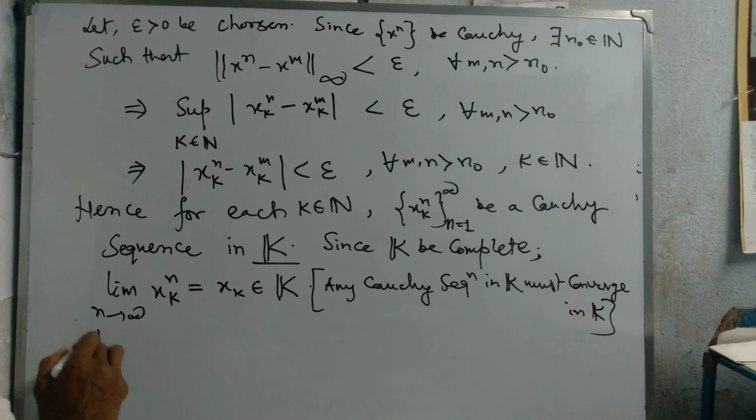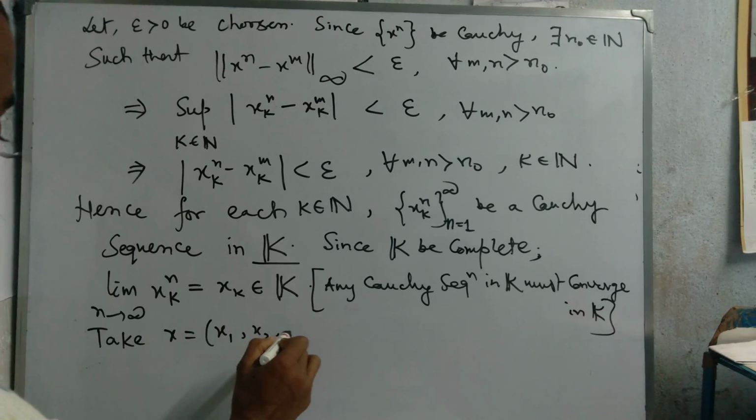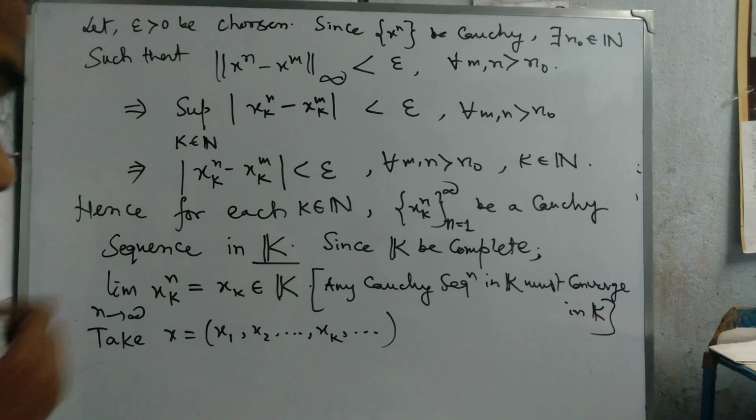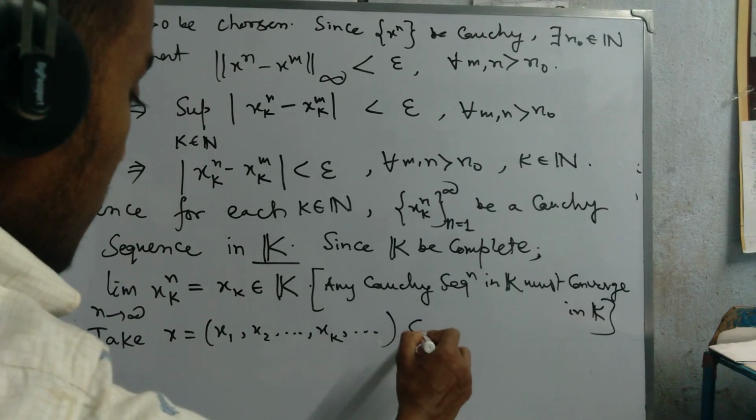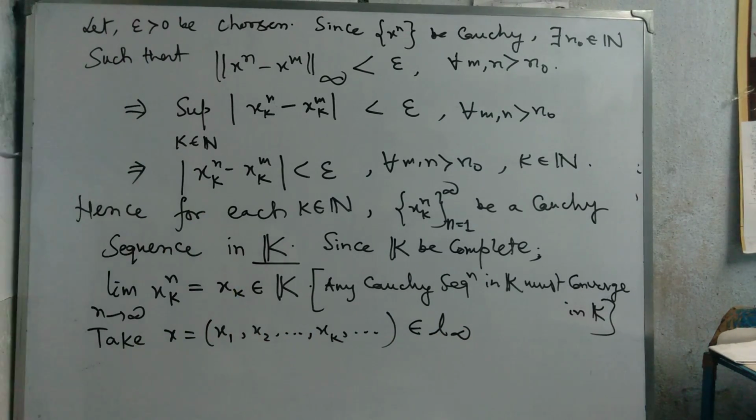Now we also take x equal to x1, x2, dot dot dot, xk, dot dot dot. Where does this element belong? Obviously this x belongs to l infinity, and each element belongs to this K. Now this is some element in l infinity. Now we consider it as a sequence, x equal to xk, k equal to 1 to infinity, is in K.